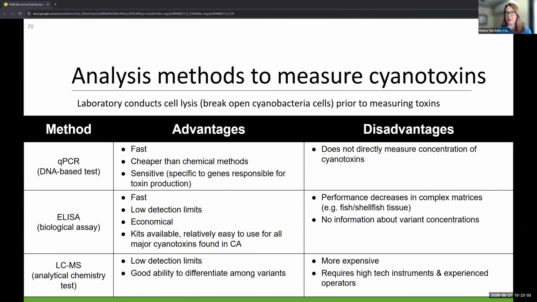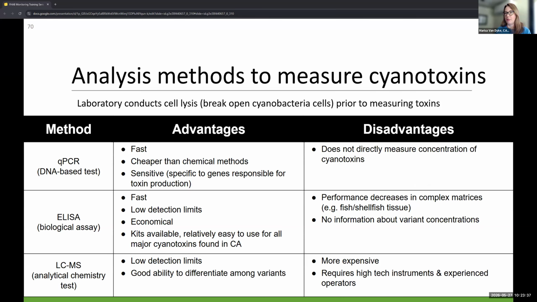All right, so when engaging with your laboratory, there's several analyses that you can choose from, right? You've got your DNA-based approach, you have your ELISA or LCMS. And this is, again, based off your monitoring program's needs. What are your goals? So do you need to know the toxin concentrations? Do you just need to know the potential toxin concentration? That's really helpful to understand. How accurate or precise do you need that toxin measurement?